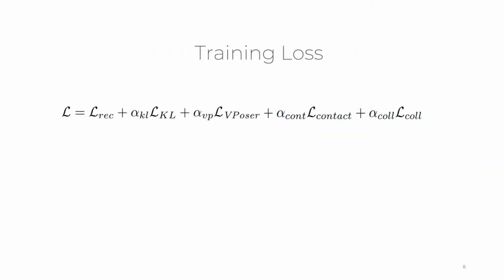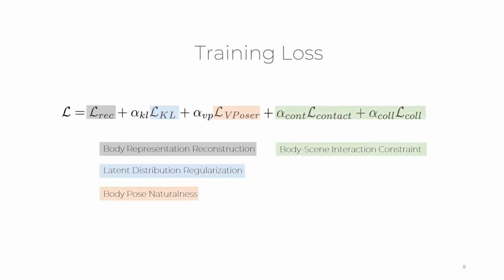With ground truth scene-body representation pairs, we minimize this loss function to train the model. This loss function consists of 5 terms. Specifically, the contact term encourages plausible body-scene contact, and the collision term discourages body-scene surface interpenetration.